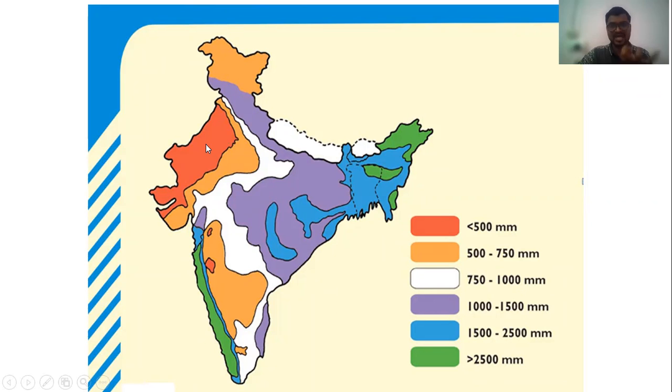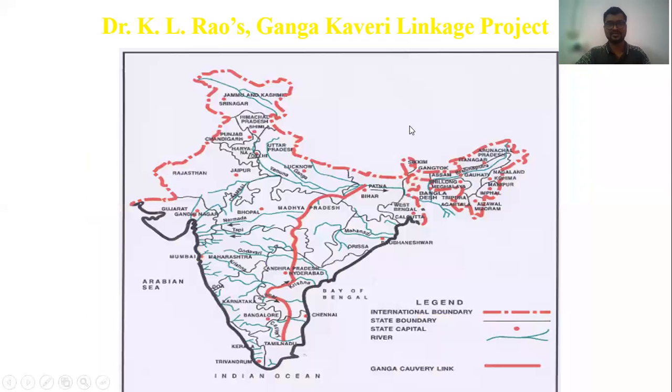So scarcity of water is there and abundant quantity of water is there. We want to maintain the balance over there. So to have that balance, firstly, Dr. K.L. Rao's Ganga Kaveri linking project came into the picture. So firstly, we are discussing that one, the Ganga Kaveri linking project.